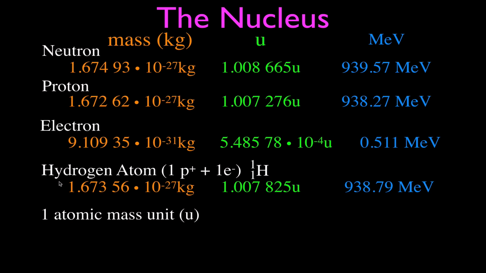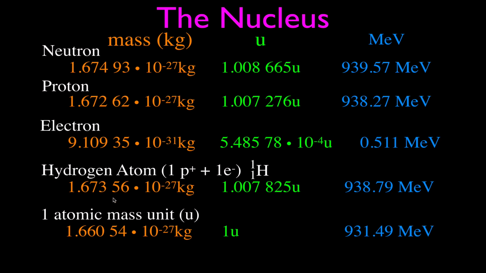All right? And then one atomic mass unit, well, what is one atomic mass unit? It's 1.66054 times 10 to the minus 27 kilograms, which is exactly one unified atomic mass unit. And that is 931.49 mega electron volts.